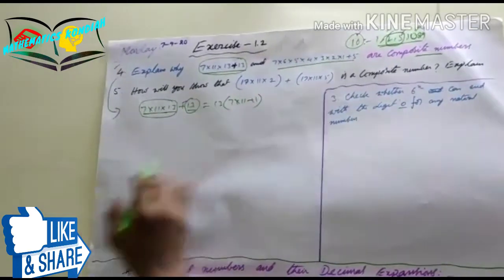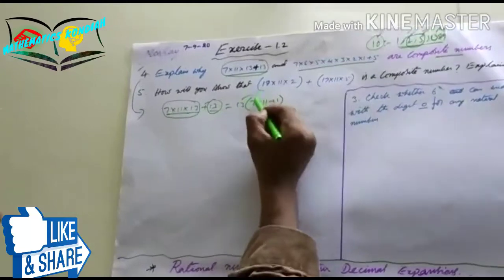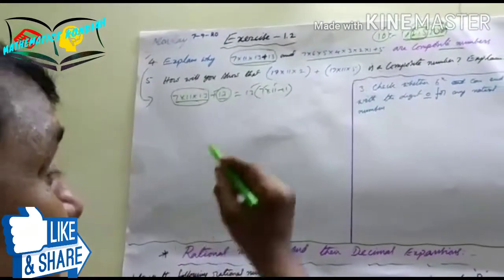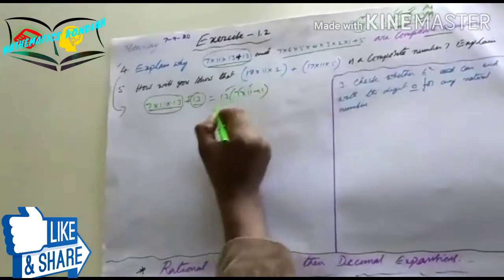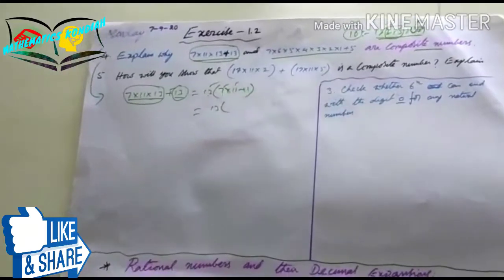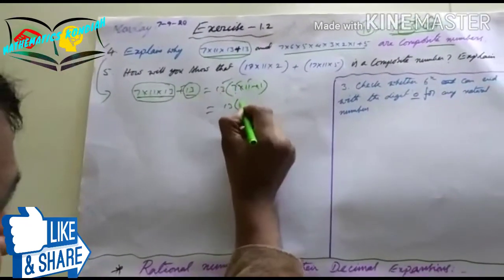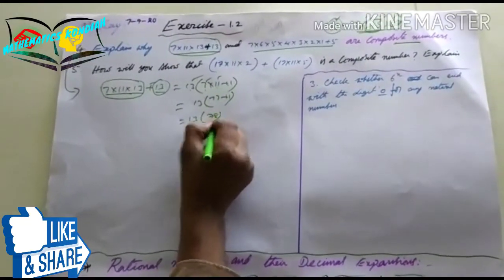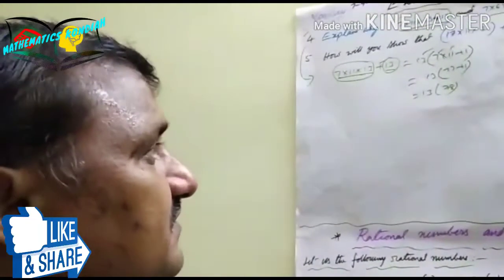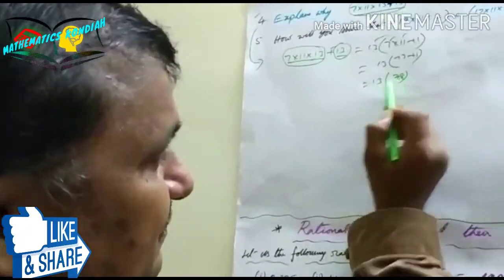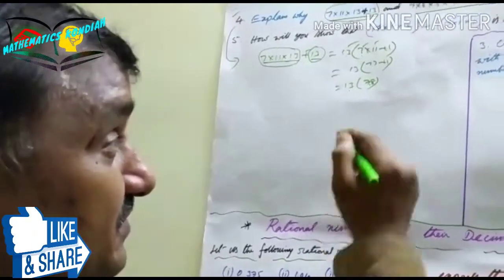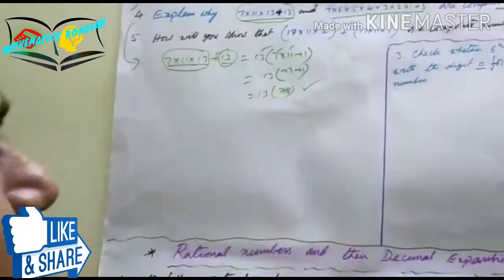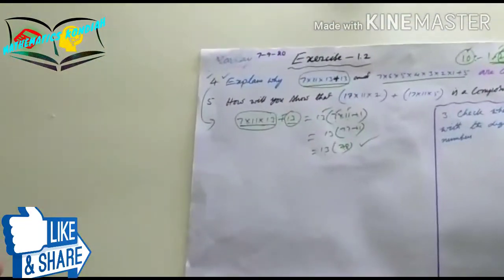How many numbers are there? 13, 7, 11. 13 is a prime number, 7 is a prime number, 11 is a prime number. So 13 × (77 + 1) equals 13 × 78. Here 13 is prime, and 78 is an even number, so it has more than 3 factors. The total number is a composite number.